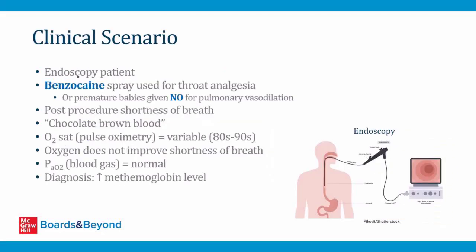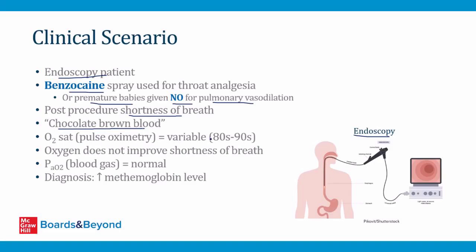So the classic scenario of a patient with methemoglobinemia is going to be an endoscopy patient who had benzocaine sprayed in the back of their throat for analgesia, so the endoscope could be passed down into their esophagus. Or you could see it maybe in a premature baby who's given nitric oxide for pulmonary vasodilation, or a patient exposed to any of those drugs I mentioned on the last slide. But after exposure to the drug or after the endoscopy procedure, the patient will feel short of breath. If you draw their blood, a classic finding is the presence of chocolate brown blood, and that's because methemoglobin has a chocolate brown color. The pulse oximeter is variable.